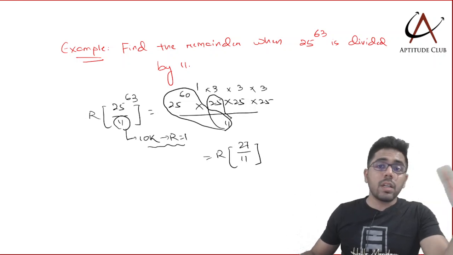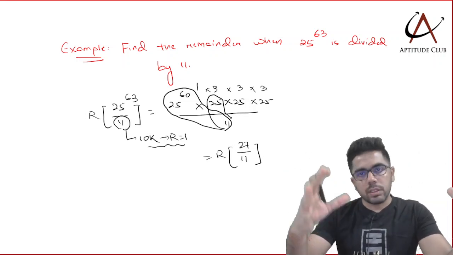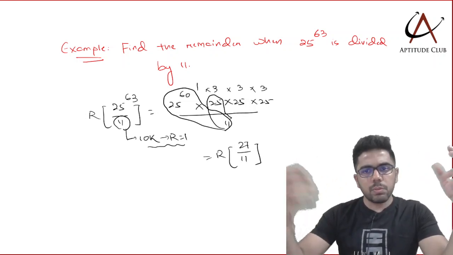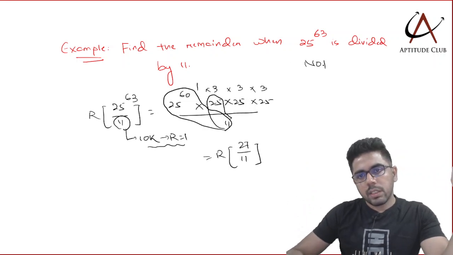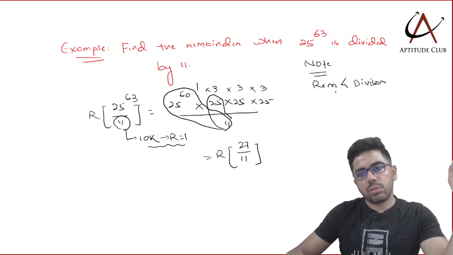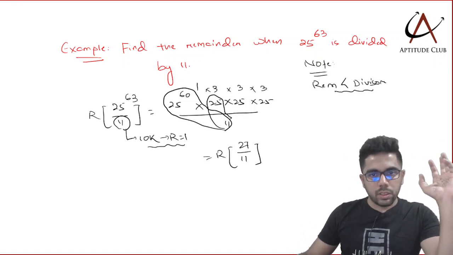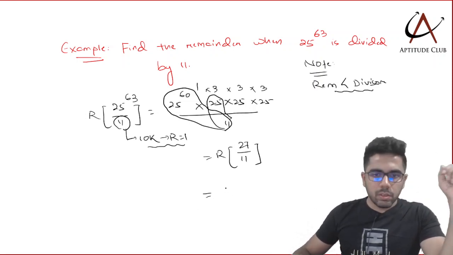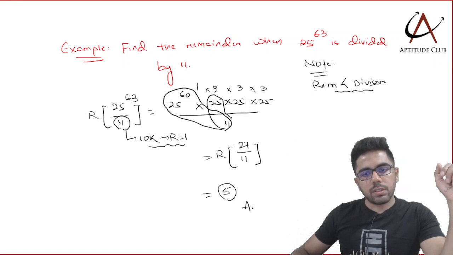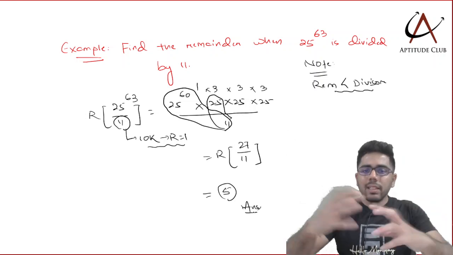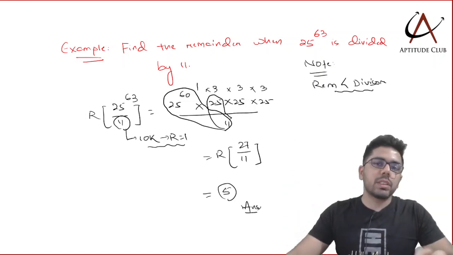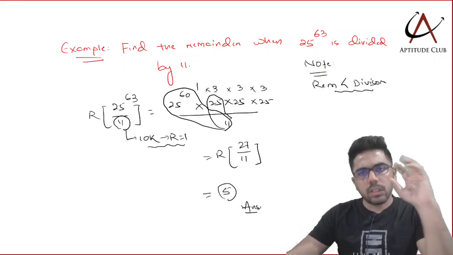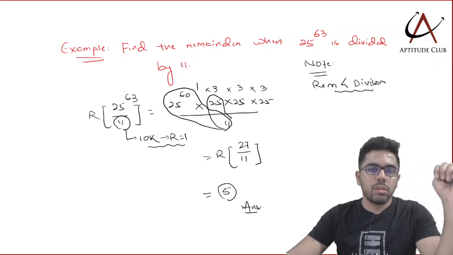You keep dividing until the remainder is less than the divisor. If the remainder comes out greater, that is not possible. Always keep in mind that the remainder is always less than the divisor. This has to be always maintained. So even if 27 comes out bigger, divide again, and 5 is your answer. So likewise, you can break complicated questions and solve them in this way, with such a simple theorem.